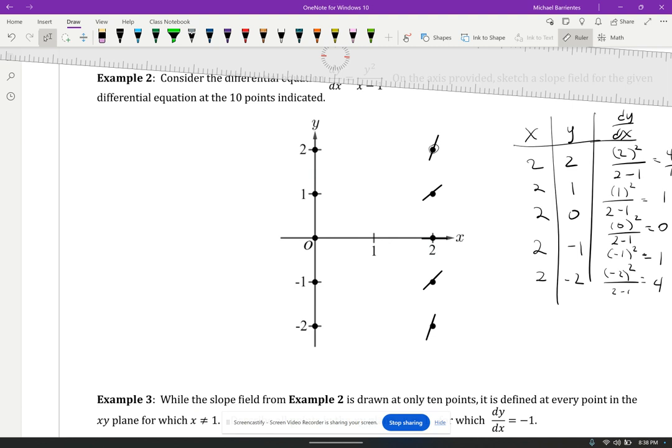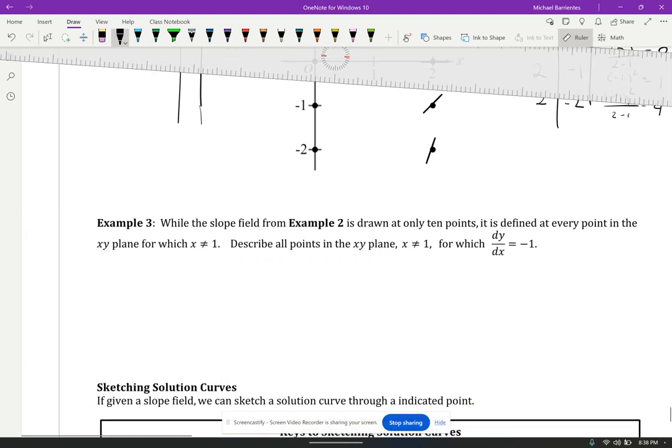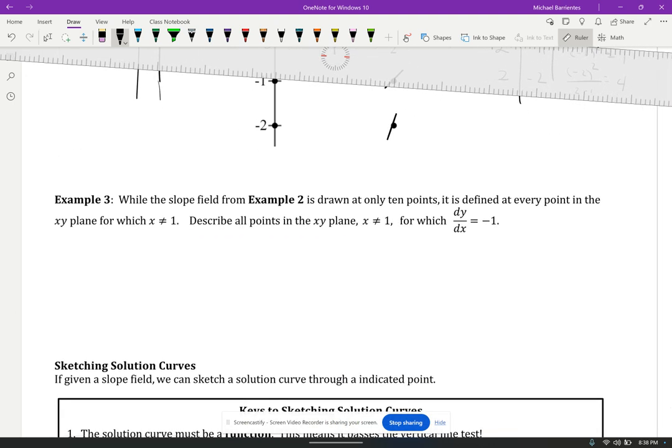But maybe this could be a good opportunity for you to practice making the slope field for these points over here on the y-axis. Make a table if you want, and then just find the slope. That'll be something I'm going to ask you to do. All right, we're going to skip over to example 3.